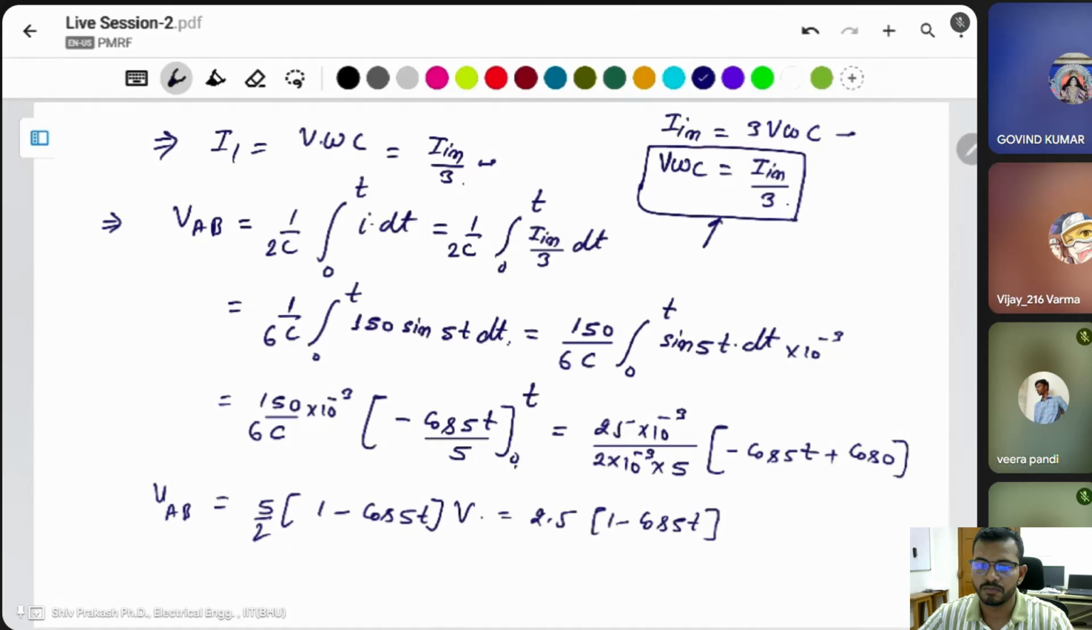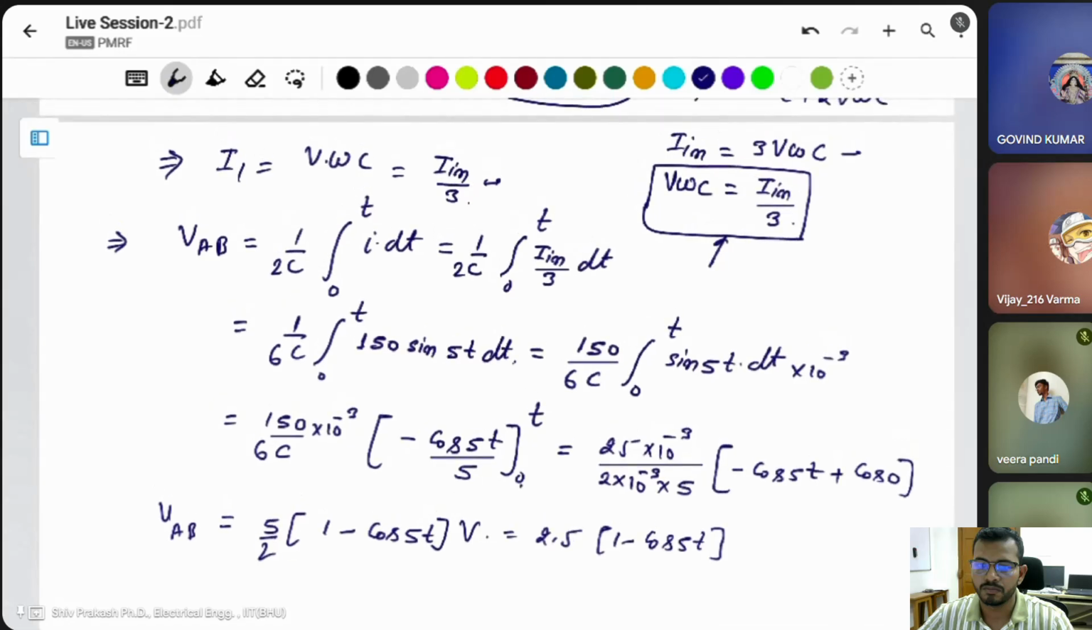Sir, below cos 5t there is 5, no, sir? Yes, that's why I've taken this one, 25. 6 is 25, 5 is here of this 5. This 5 is this one. Yes, sir, this is a 25. And 5 by 2, 1 minus cos 5t. Oh, yes, sir.